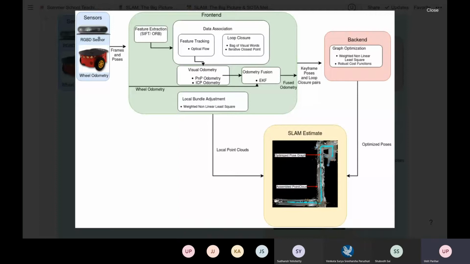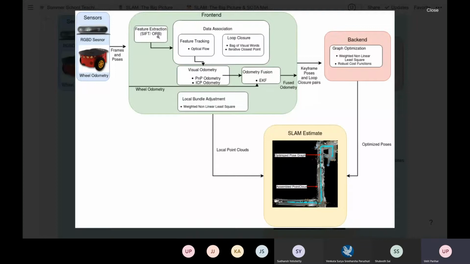So we would first start with sensors. You might have an RGB sensor, an RGBD sensor, and you might also have wheel odometry coming from your robot. Then your sensor framework will provide the raw sensor output, like the image frames and the wheel odometry poses. First we will do image processing. Once you get these images, you will do SIFT or ORB, whichever is fast or suits your need, for feature extraction.